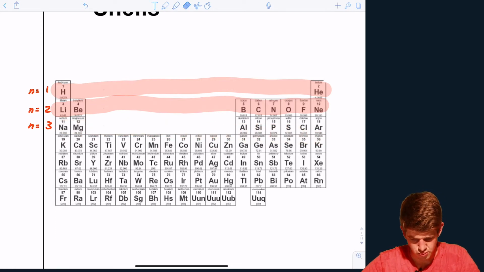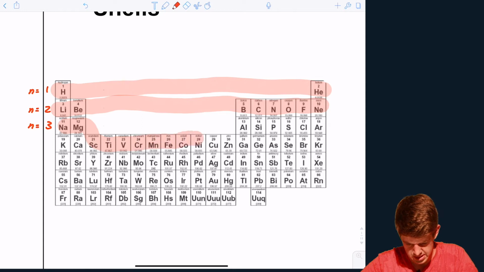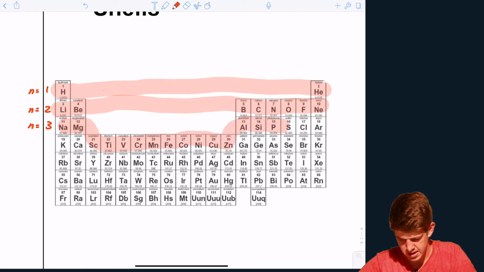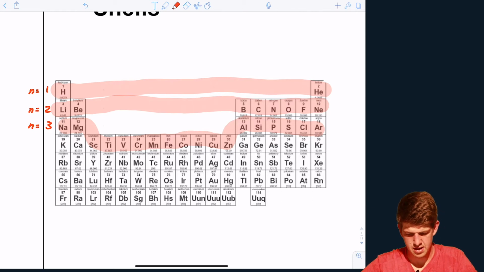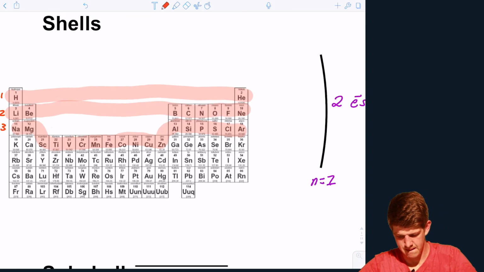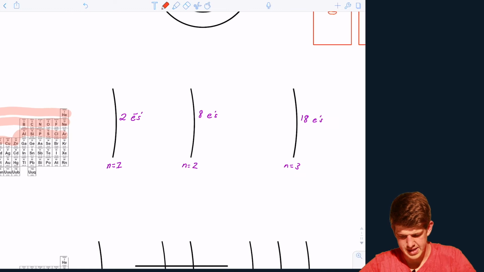And for the third row, I don't just count this part and then the part on the far right. I actually move from here downwards, taking out those 10 transition metals, and then follow through for a total of 18. So in total, I have 2, 8, 18.